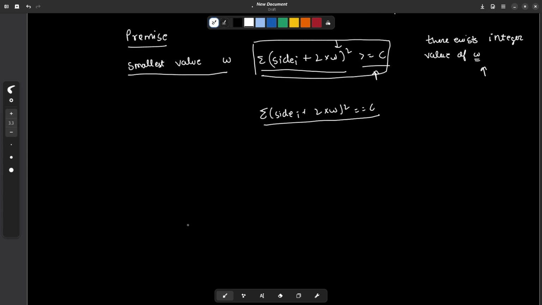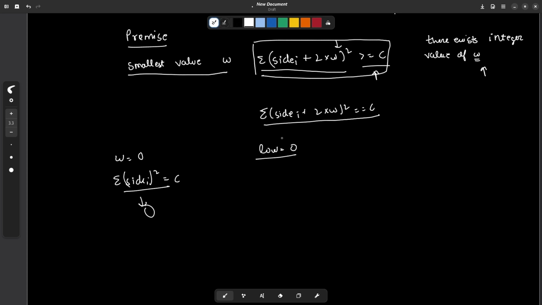So how will I form this? First of all, let me just set a base case. What if the value of W is equal to 0? In this case, the summation of side of I whole square should be equal to C. If this is equal to C, my answer will be 0. Otherwise, I will set my low equal to 0.